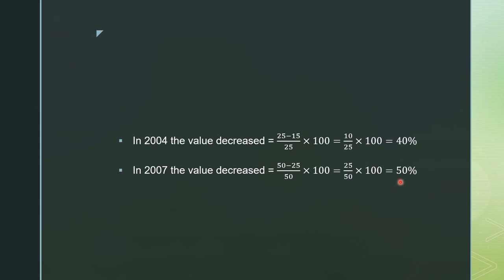So what is the question? The question was, in which year the percentage decreased by 50% compared to the previous year? So the right option is B, option B. That is, in 2007 the value was decreased by 50%. Okay.